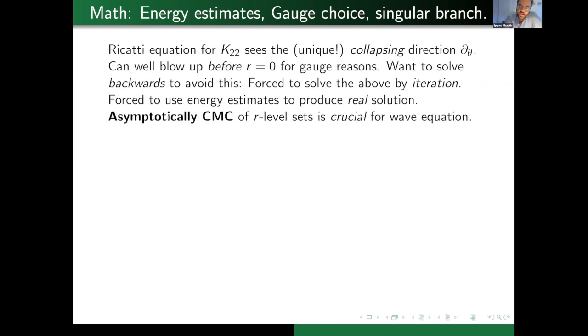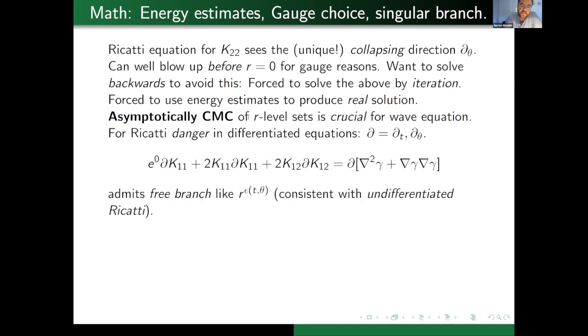In this iteration, I get this asymptotically CMC property for free, which is terrific, and which allows me to close the energy estimates for the wave. Otherwise, it would have been absolutely impossible. And let me mention one final danger, which comes up, and whose source I do not really comprehend, but let me just mention it, and I think I'll end my lecture with that.